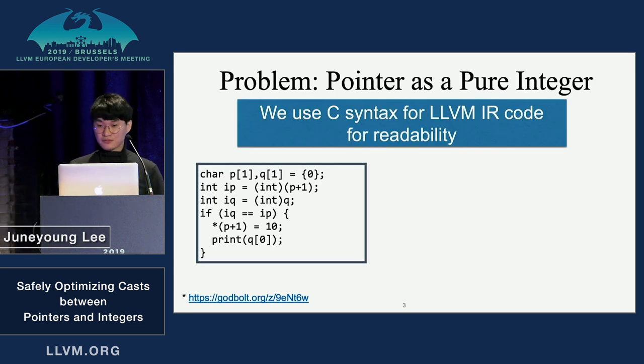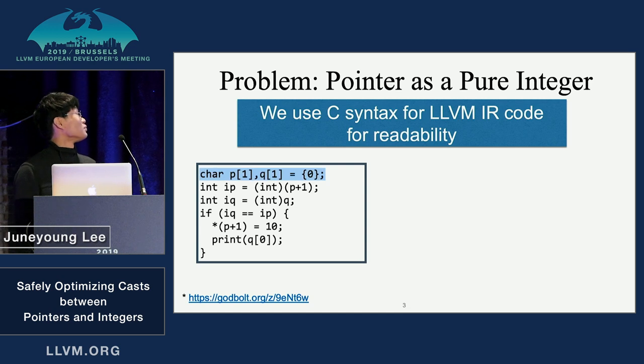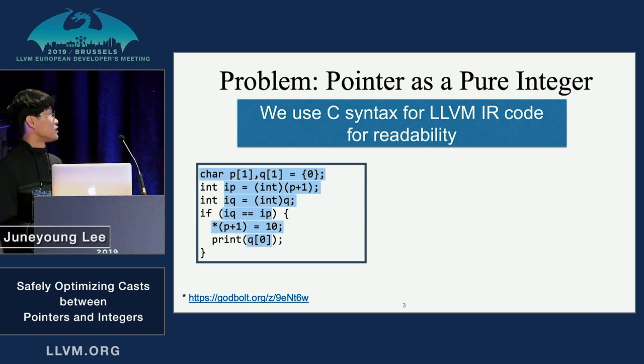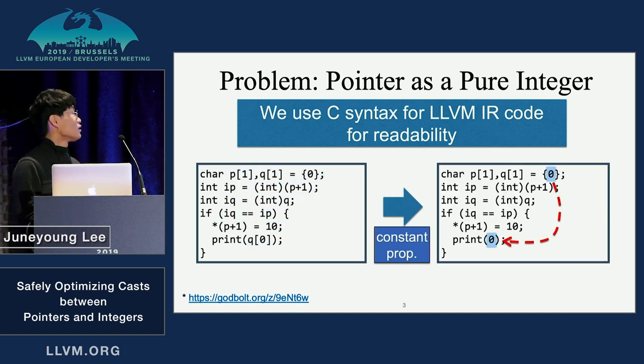So first of all, let me describe how having provenance in pointers allows more optimizations in LLVM. Let's see this IR example, which basically declares two variables, p and q, and compares the integer addresses of p plus 1 and q. If they are equal, it just assigns 10 into p plus 1 and prints q. Then what LLVM can do is constant propagate the initial value of q, 0, into the print statement, thus removing one load instruction.